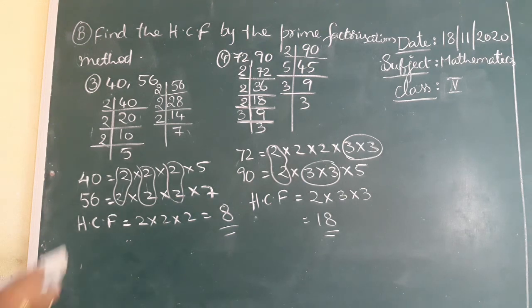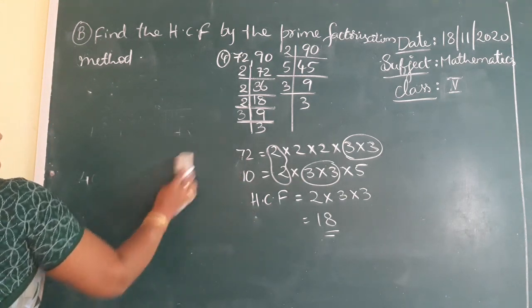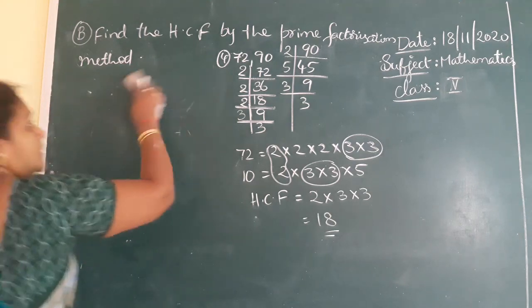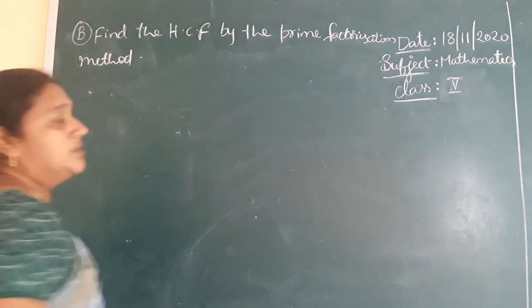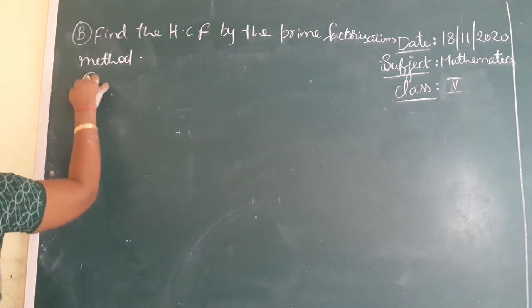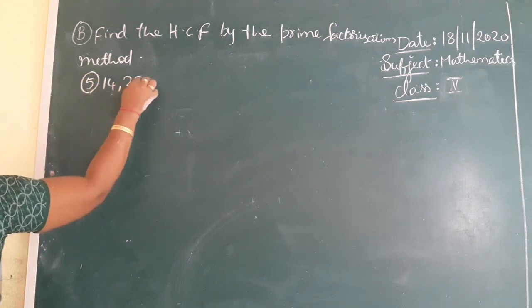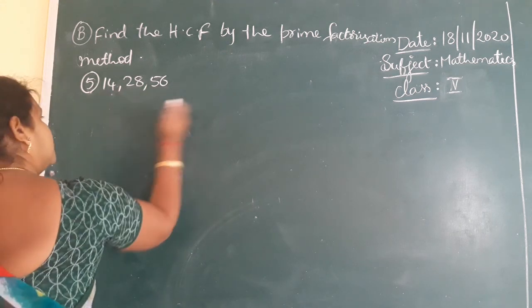14, 28, 56. Fifth one. 14, 28, 56. Write the prime factors of 14.